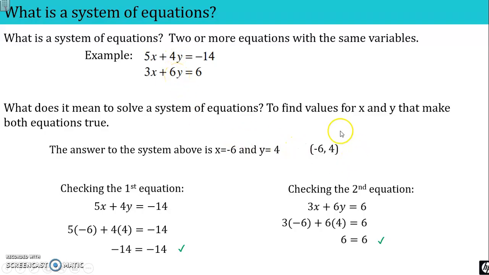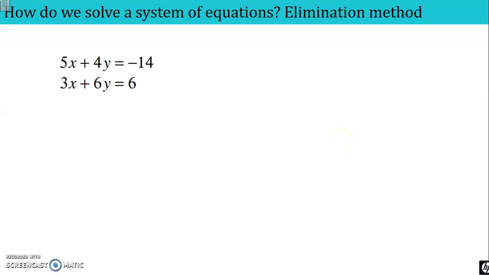So let's talk about how we would actually get this solution on our own. How do we solve a system of equations?